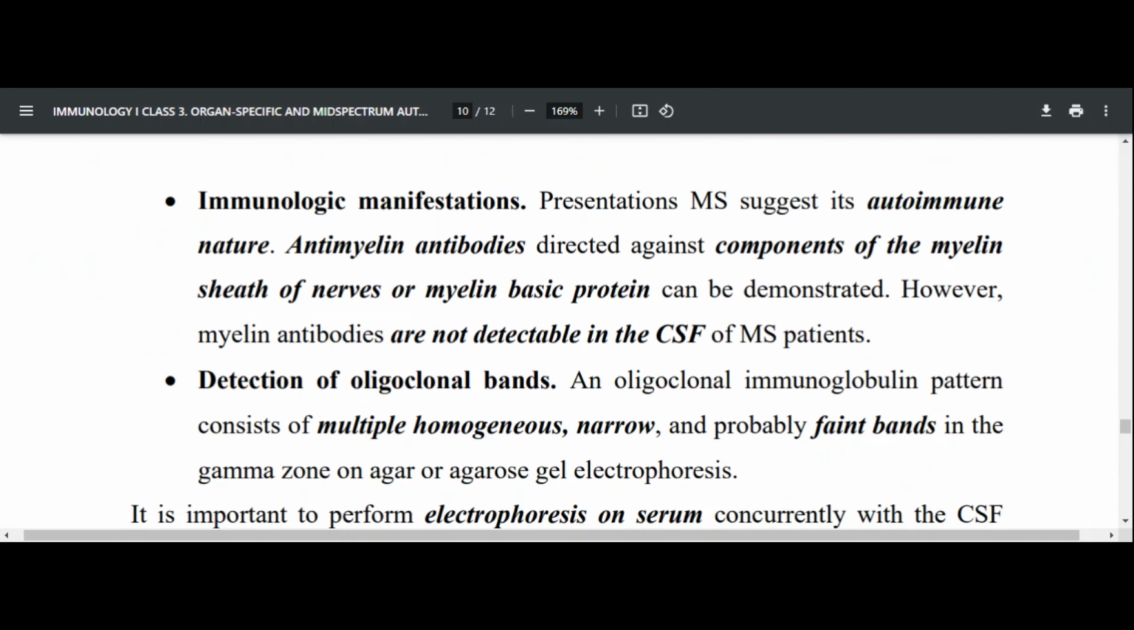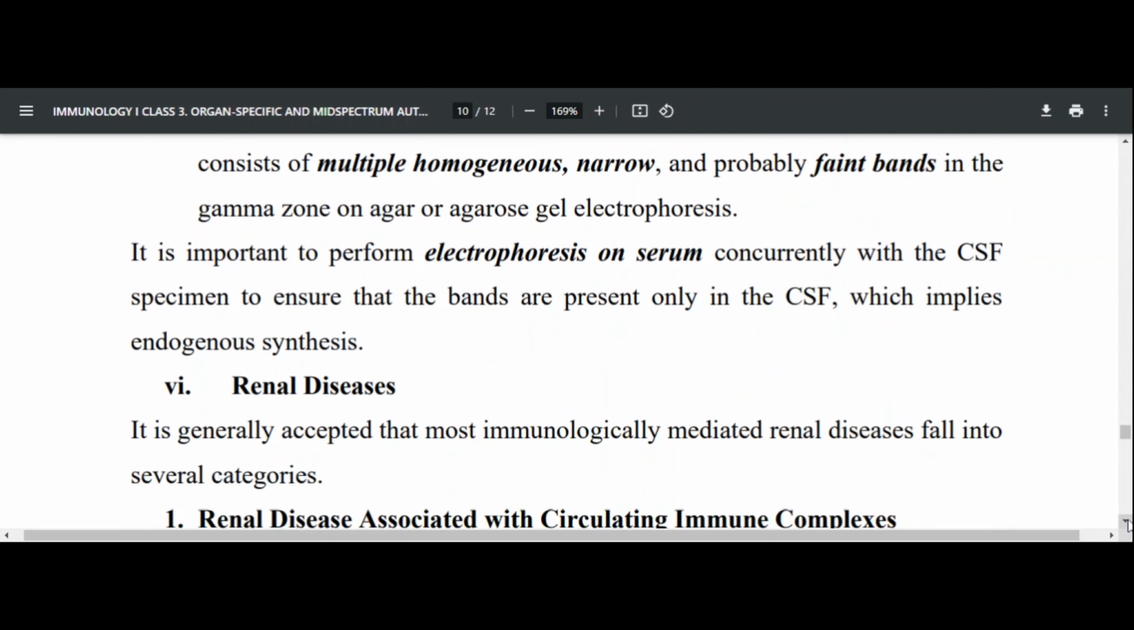But apart from that, the immunological manifestation of multiple sclerosis is autoantibodies against the myelin sheath of the neurons. We call them anti-myelin antibodies, which are detected against the myelin sheath of the nerves or myelin proteins. But sometimes you should also expect some other IgG antibodies that will be seen on electrophoresis on the IgG band. So that is done on serum electrophoresis.